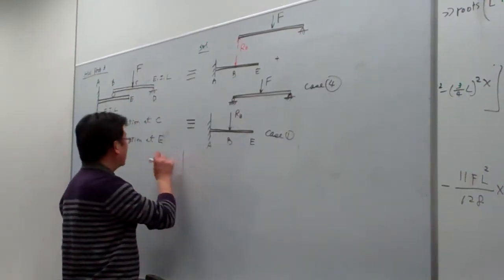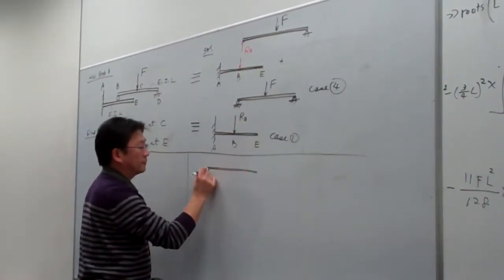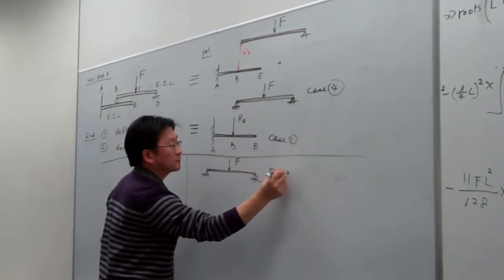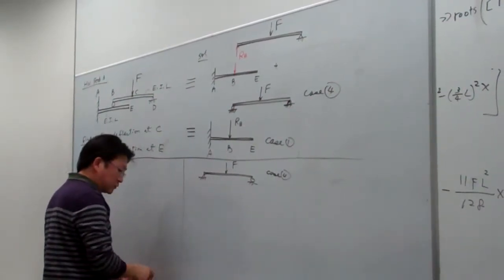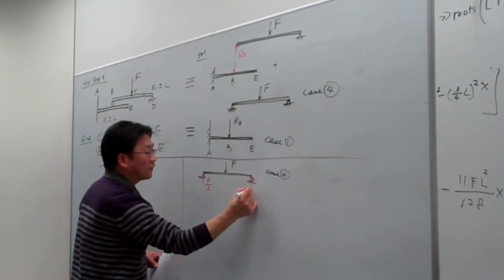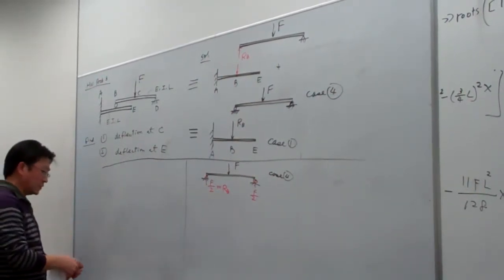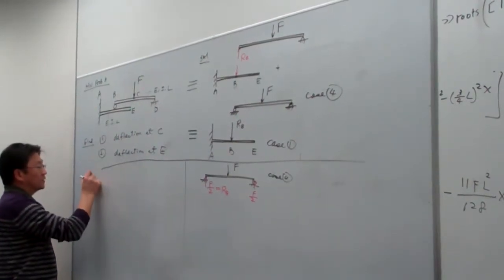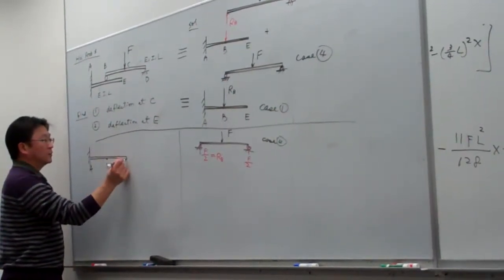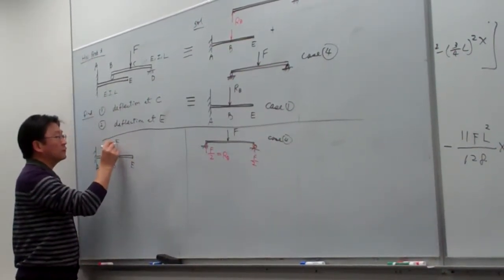So here, let me do this one. Here we decompose into one like this. Here is F, and this is our case 4. Here, by action and reaction, we know that this reaction is F over 2. So therefore, RB equals this value. Get that number translated to here. So for case 1, here we have A, B, E, and this RB we calculated from here is F over 2.